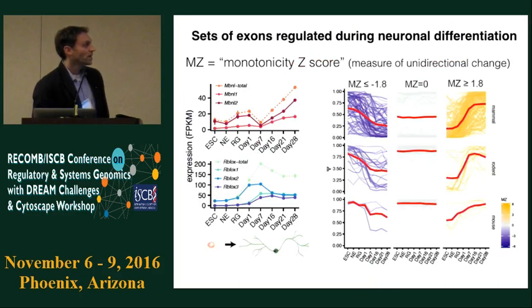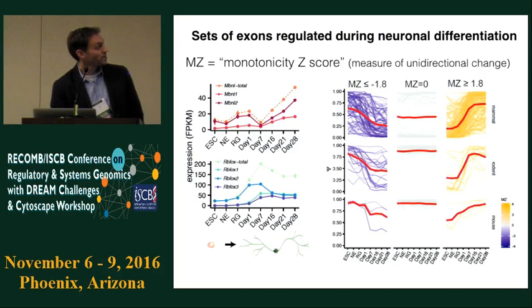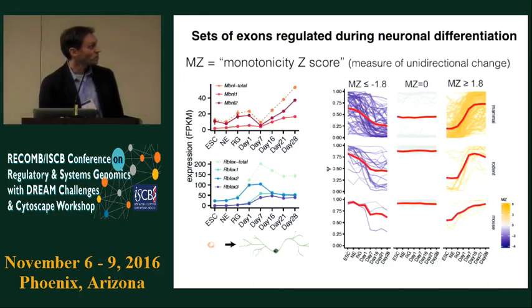So then we asked, what about natural regulation? So here's a data set that we had from a paper by McNutt, where there was differentiation from mouse embryonic stem cells all the way to a cortical glutamatergic neuron and RNA-seq all along the way. And so then we looked at alternative splicing and categorized exons into those that had high monotonicity z-scores as a measure of how monotonically the psi value changes during a time course. So mz equals 0 means it bounces around or doesn't really do anything. Mz large means it consistently goes up, and mz negative means it consistently goes down.